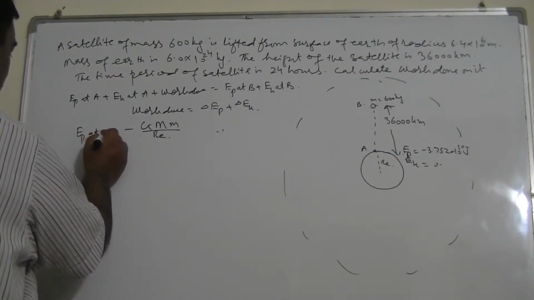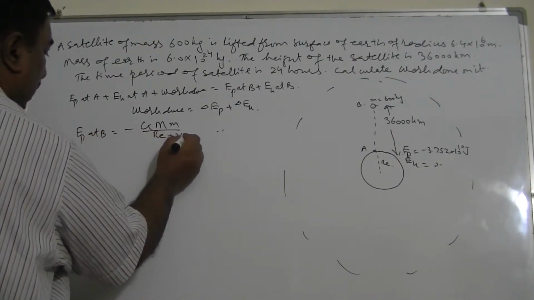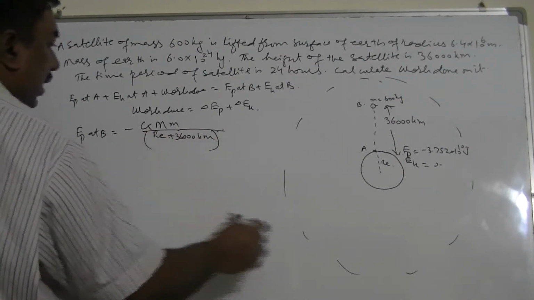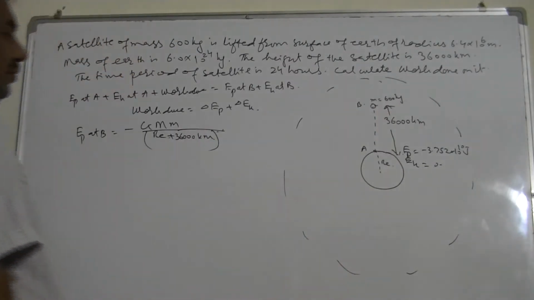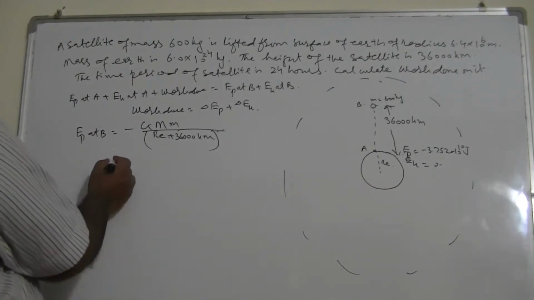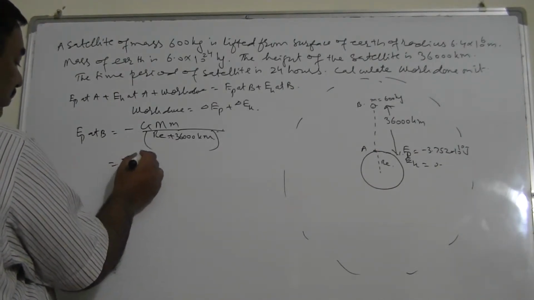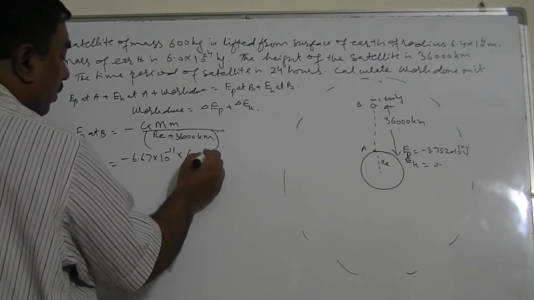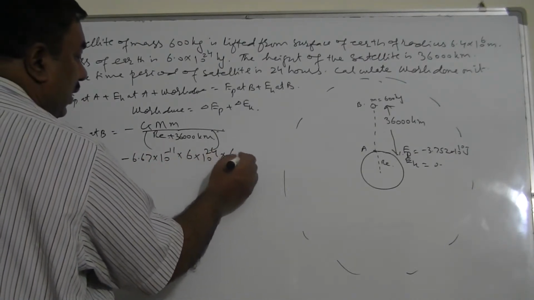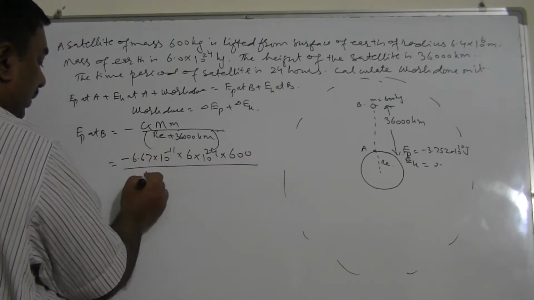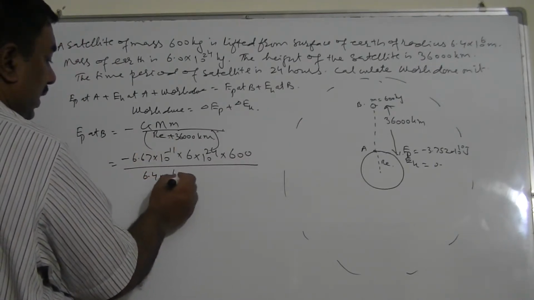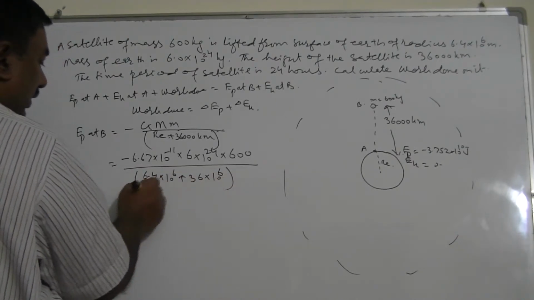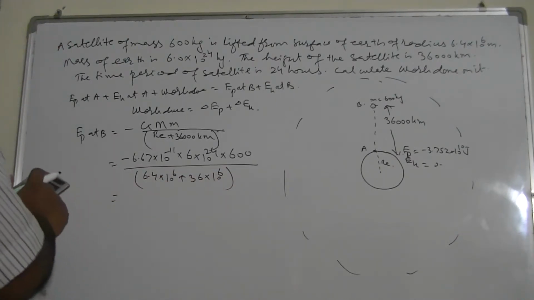EP at B is RE plus 36,000 kilometers. Because you can see in this diagram, the distance now becomes the radius plus the 36,000. So if I write this, minus 6.67 into 10 power minus 11 into 6 into 10 power 24 into 600, divided by 6.4 into 10 power 6 plus 36 into 10 power 6. I can calculate these values.